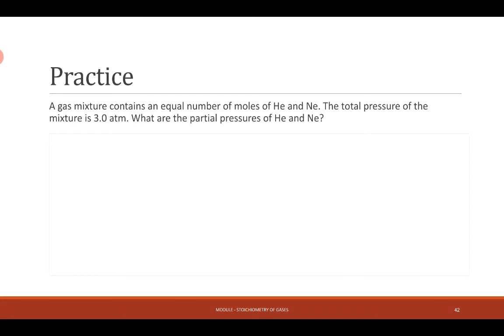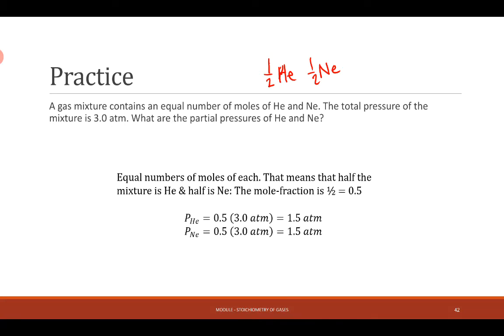Okay. So if there are equal numbers of helium and neon gas, that means that the mixture is half helium and half neon. That means that I can take this 1/2 and 3.0 and multiply them together. And so helium and neon both have partial pressures of 1.5 atmospheres.